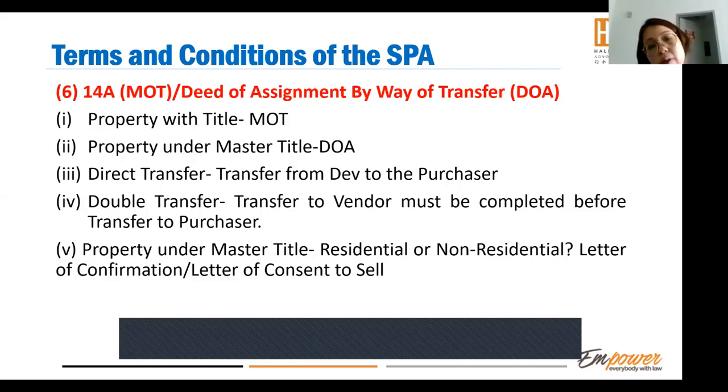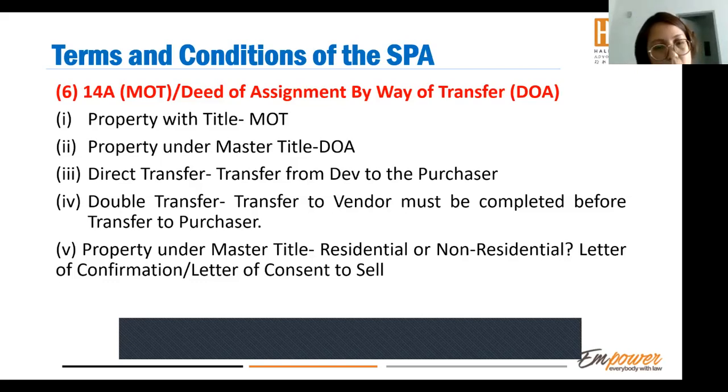So all those, you must write to the developer, get the developer to confirm in writing. Okay, please don't assume. Don't just draft the agreement based on whatever is verbally confirmed by the developer. You must get it confirmed by the developer under their letterhead. If the developer is not able to confirm, or you are not able to confirm before the SPA is signed, please put in the option for direct transfer and double transfer to gather the whole transaction.